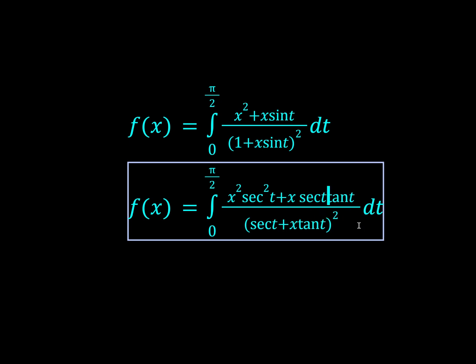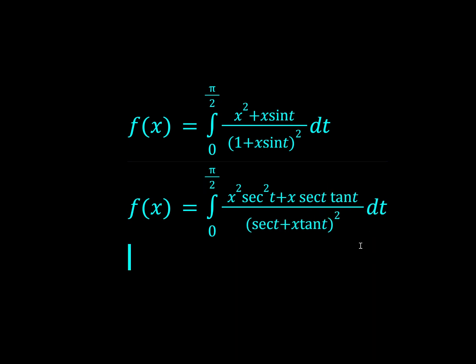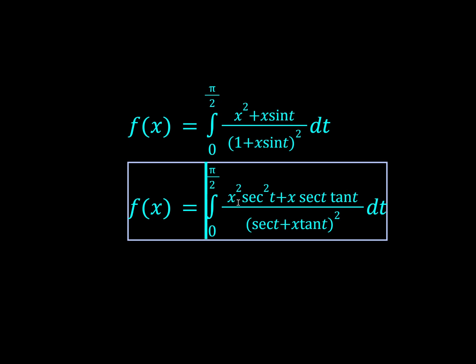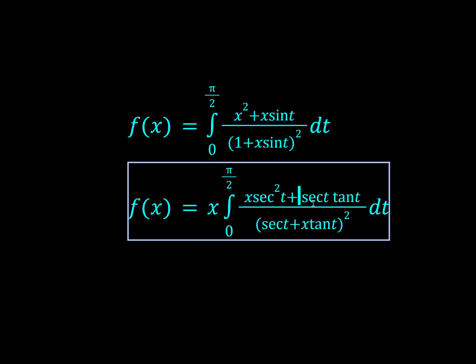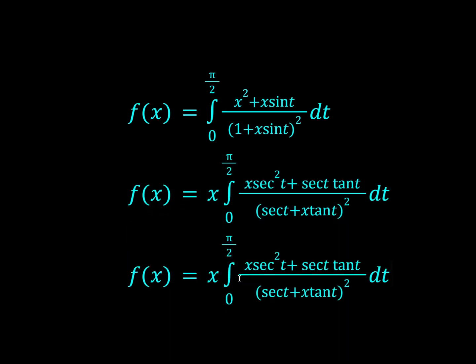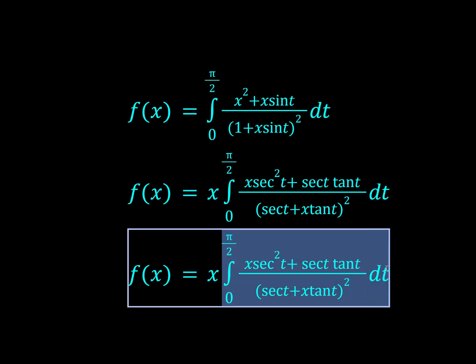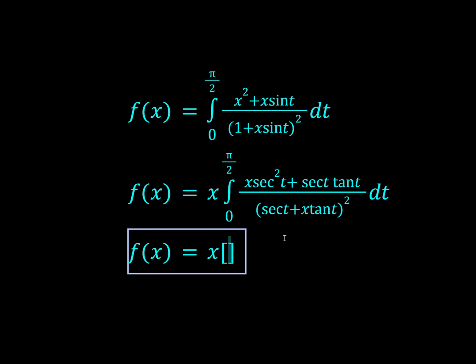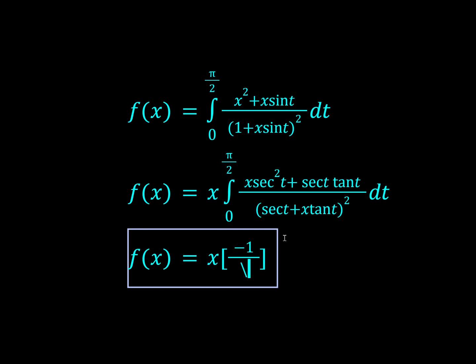Keep in mind here x is a constant, in terms of t at least. So we can take x outside of the integral like this. And now we have this in the perfect form. The top is the derivative of the thing inside the square, with respect to t at least. So this is just going to be a classic reverse chain rule. It will be minus 1 over sec t plus x tan t.